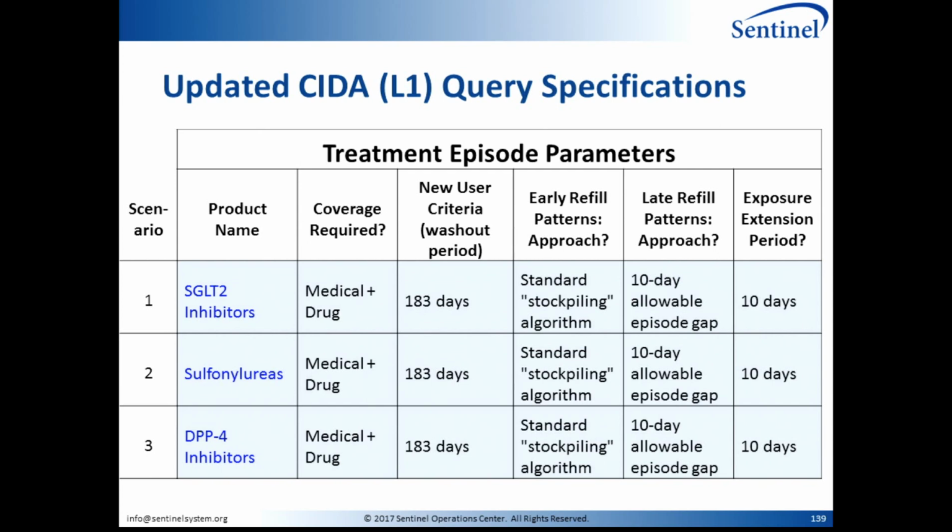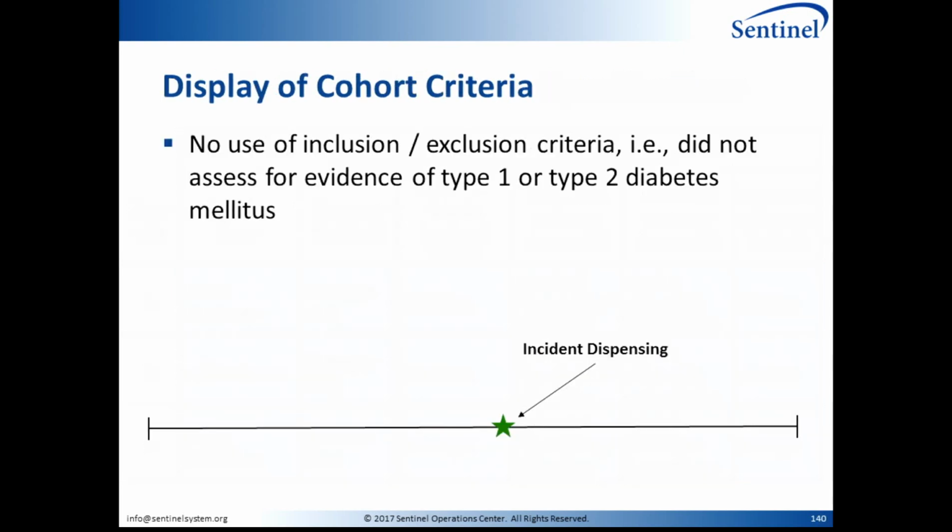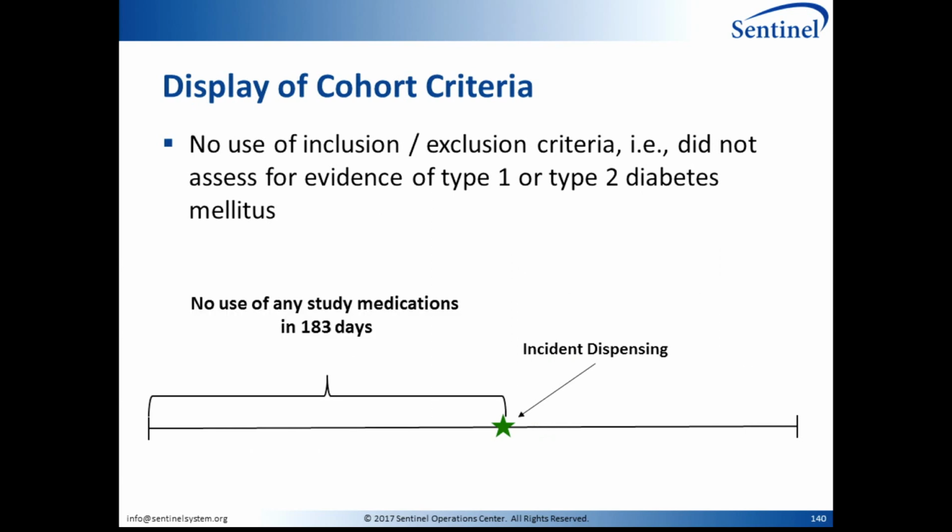And so what we're going to look at here on this next slide is information about the rate of this outcome occurring after new use of each of these 3 types of oral anti-diabetic medications. And so here's just a display of my cohort criteria. Again, I'm going to have no use of any of these study medications in these 183 days. I'm going to have a point that I'm going to call my index state where I have my incident dispensing. I'm not going to actually have any criteria that's going to limit my cohort with respect to type 1 or type 2 diabetes. I could. I'm choosing not to at this point because I'm looking for a more broad spectrum group.